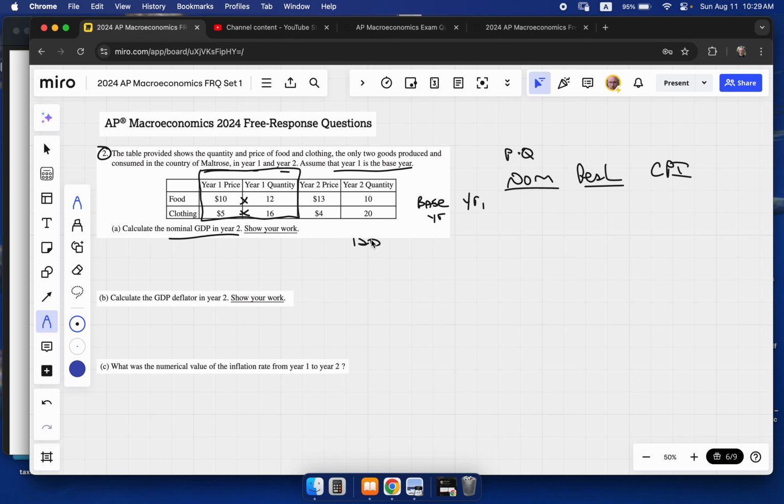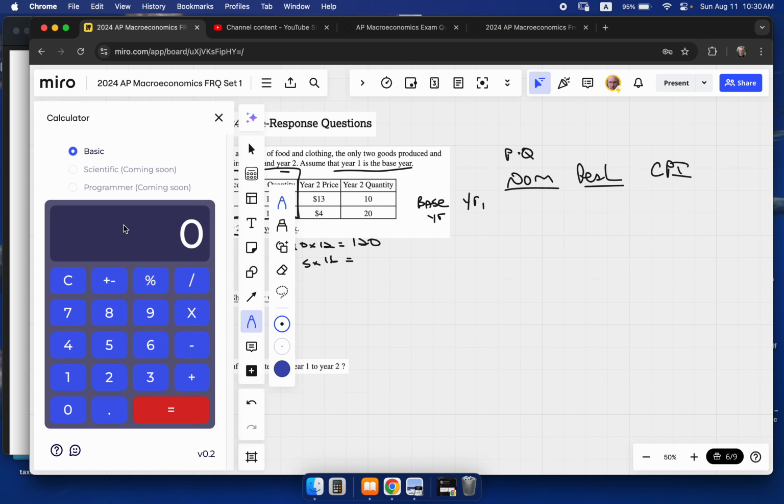That looks like 120, which is obviously 10 times 12. And 5 times 16, well, 10 times 16 would be 160. That doesn't help me. Let's go back. Let's just use a calculator. My brain doesn't work so well. 5 times 16, 80. Well, that's embarrassing. 160, half of 160 would be 80. Goodness gracious, Charles.